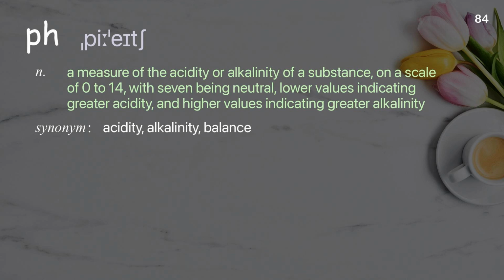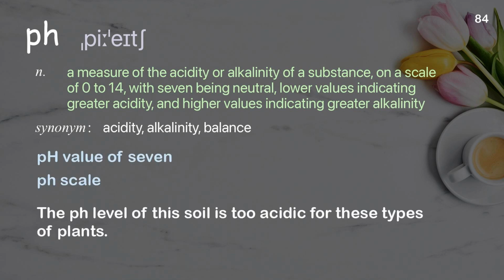pH: a measure of the acidity or alkalinity of a substance on a scale of 0 to 14, with 7 being neutral, lower values indicating greater acidity, and higher values indicating greater alkalinity. Examples: pH value of 7, pH scale. The pH level of this soil is too acidic for these types of plants.